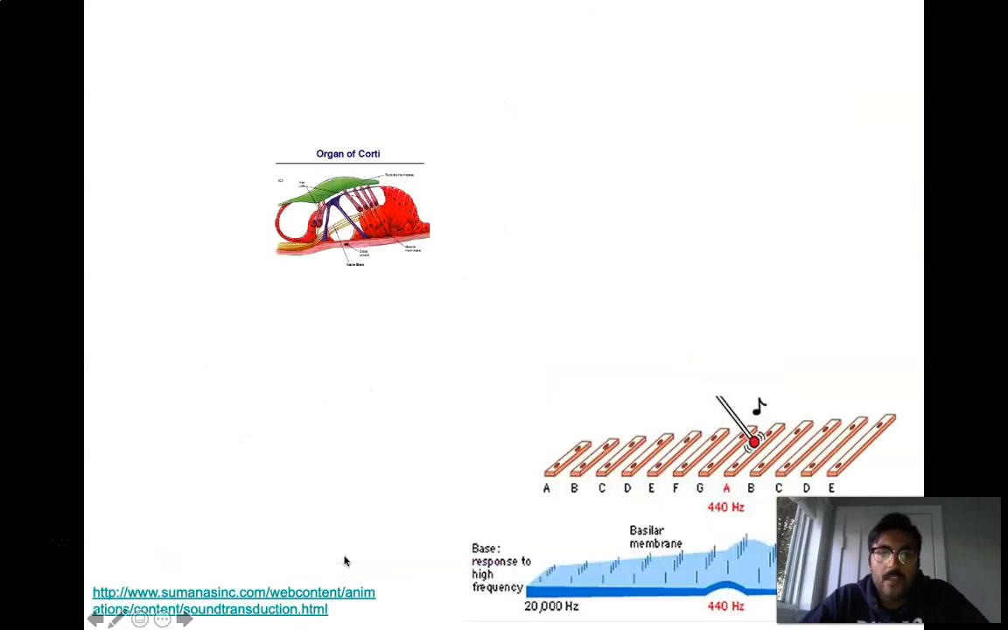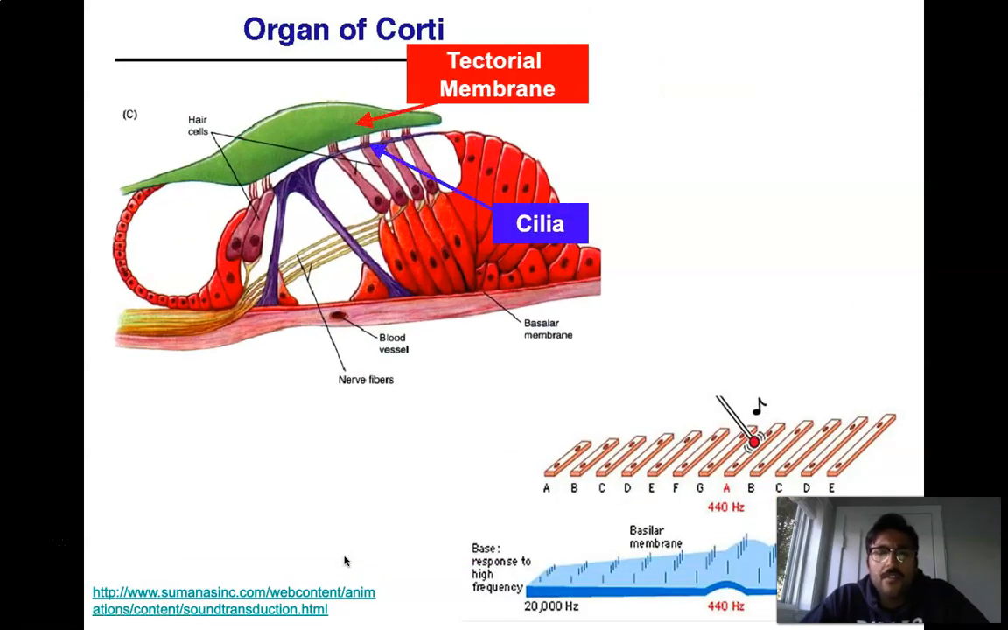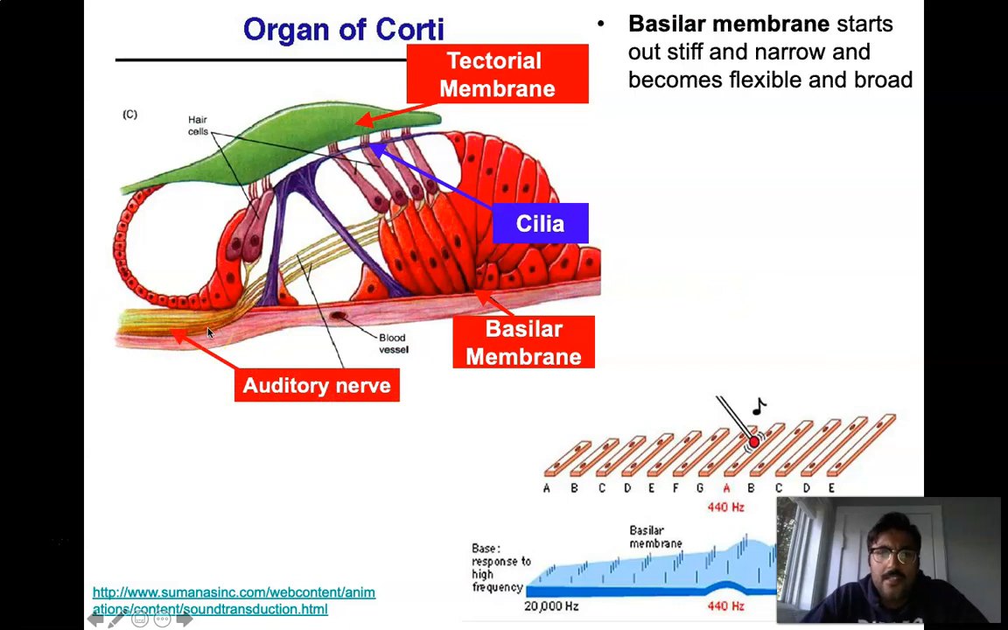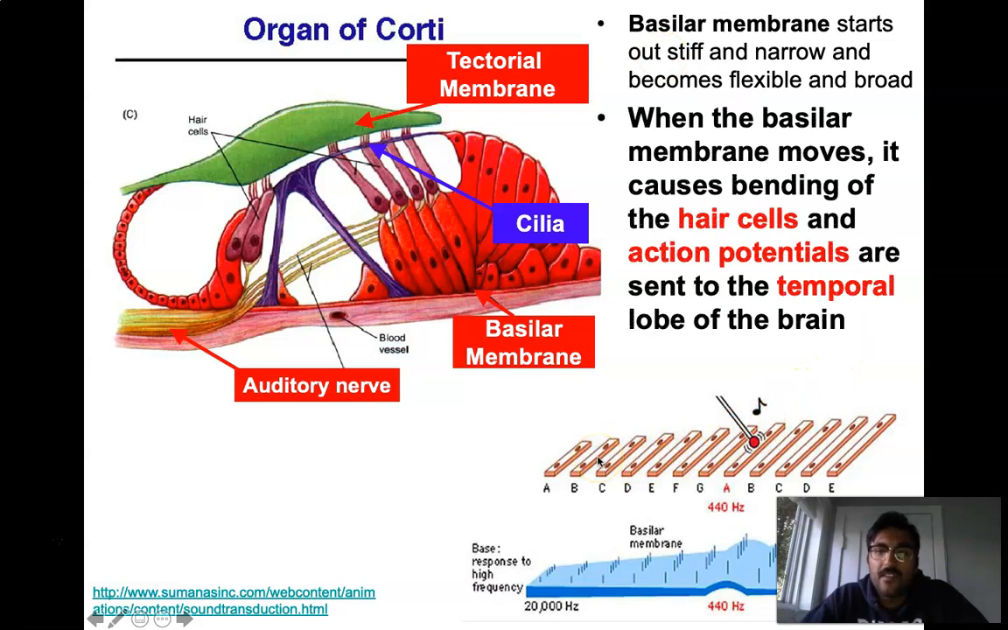So we've already kind of mentioned this, but the organ of Corti contains little hairs along a basilar membrane. And so what happens is the basilar membrane starts out stiff and slowly begins to narrow and become more flexible. Think of like a xylophone. When the basilar membrane moves, it causes bending in these hair cells that are attached to it. And then as those hair cells bend, action potentials are propagated to the temporal lobe through the auditory nerve.